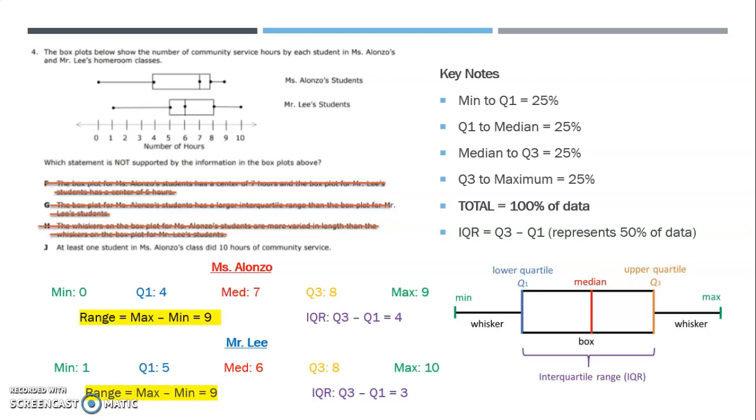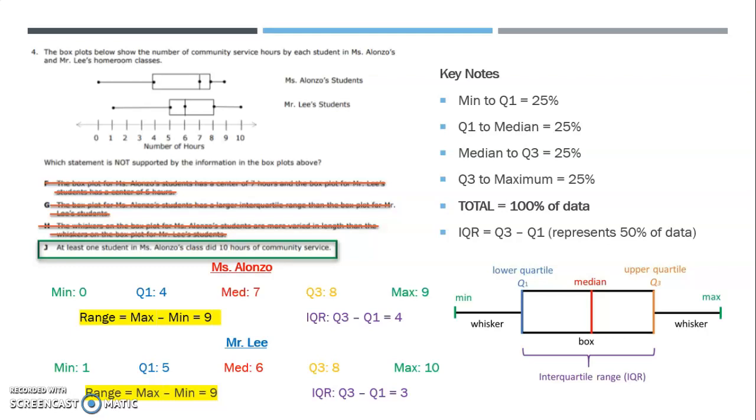The bottom one is the more untrue statement. And the reason is that the whisker plot for Miss Alonso's students are more varied. Yeah, no, they were both 9. Right? Oh yeah. More varied. Okay. So if you have any questions, let me know about that one. Alright. So we'll go to the next one.